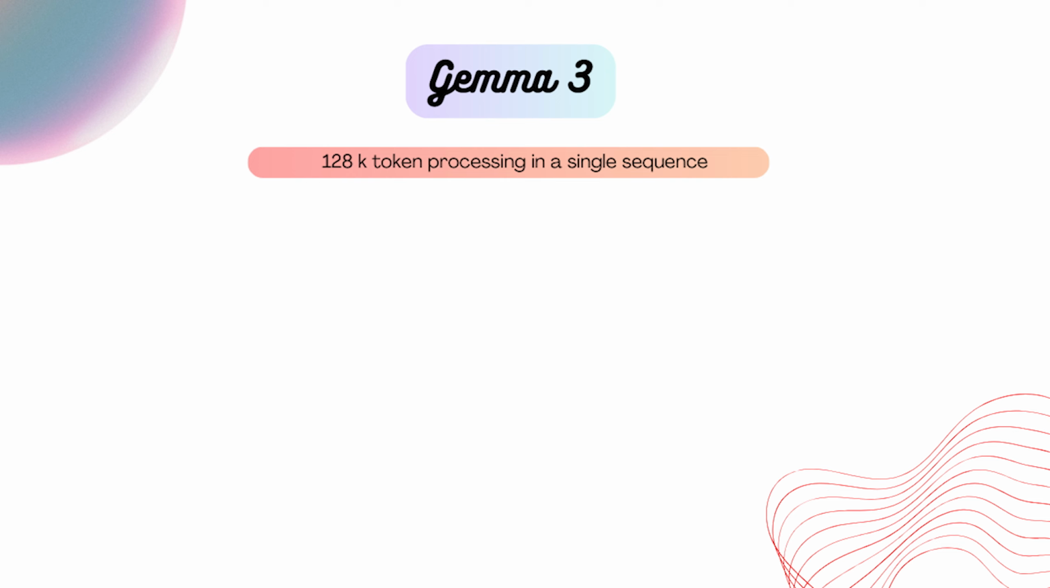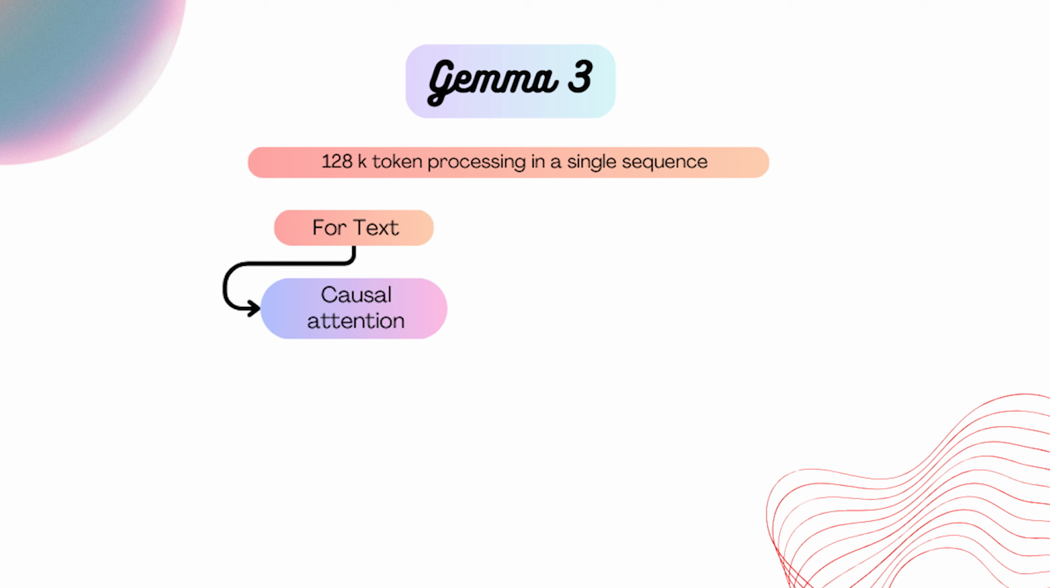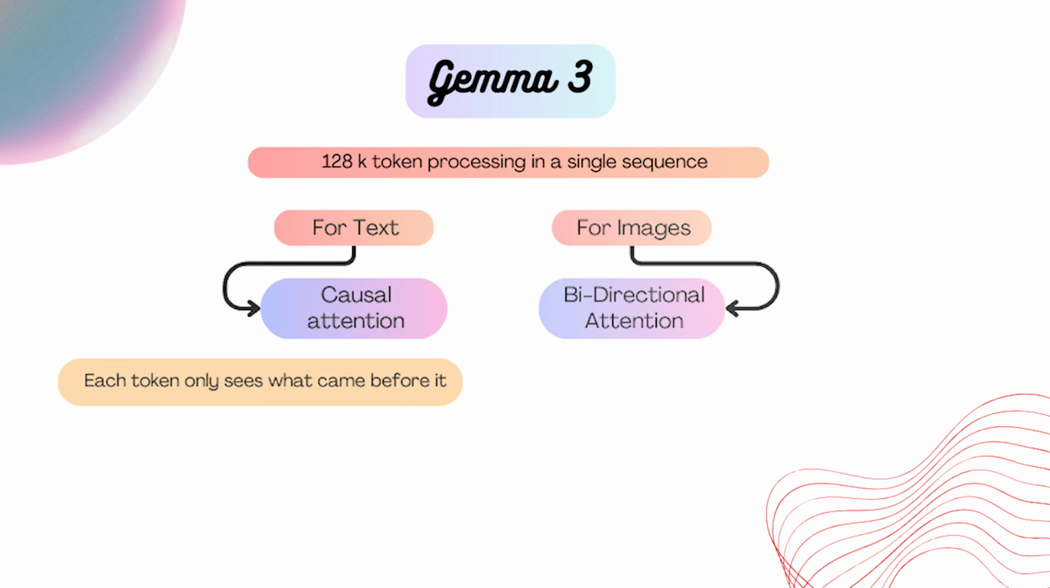multi-step reasoning tasks. Now, the way Gemma 3 processes information depends on whether it's dealing with text or images. For text, it uses causal attention, meaning each token only sees what came before it. For images, it switches to bidirectional attention, which allows it to analyze an entire image at once.